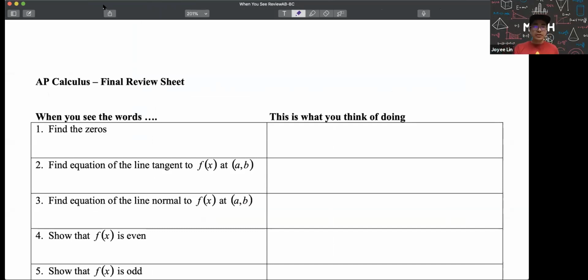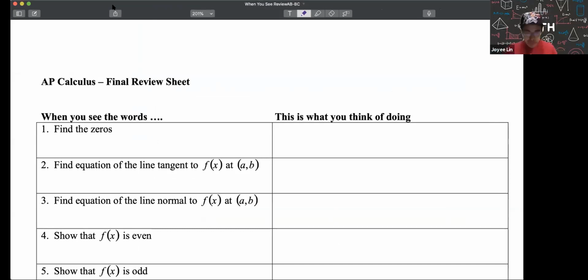So if you see the phrase find the zeros, what should you think of on the tests? Solve for x, right? Obviously solve for x. What are some ways? Yes, factoring, exactly. Factoring might be a way. Another way you might want to think about it is you might need to use the quadratic formula. Basically f of x equals 0, right?